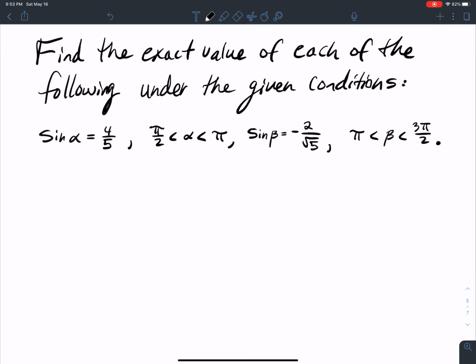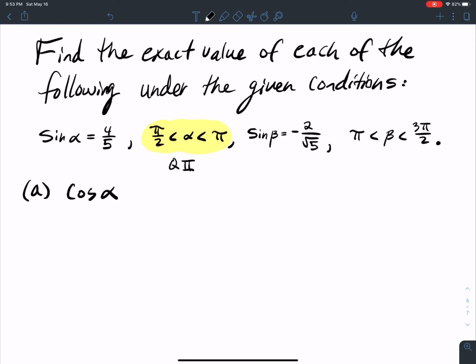So in this video, we're going to find the exact value of each of the following under the given conditions. So here are the conditions. First, I want to find the cosine of alpha. All right, so what do I know about alpha? Well, alpha looks like it's restricted to quad 2.